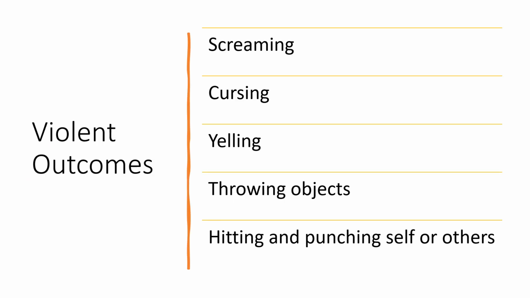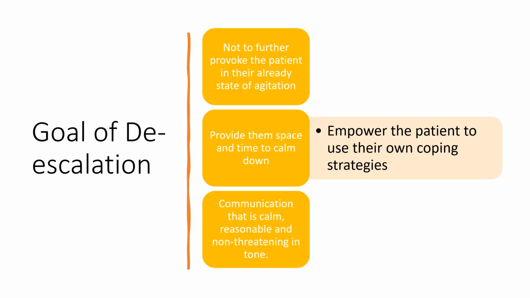Other things like screaming, cursing, yelling, throwing objects, hitting, and punching self or others are signs as well. Your goal for de-escalation is not to further provoke the patient who's already in a state of agitation. You want to provide them a space and time to calm down, because this empowers the patient to use their own coping strategies, whether it be the ones they came in with or the ones that you've been helping them develop. And then using communication that is really calm and reasonable and non-threatening in its tone is going to be helpful.